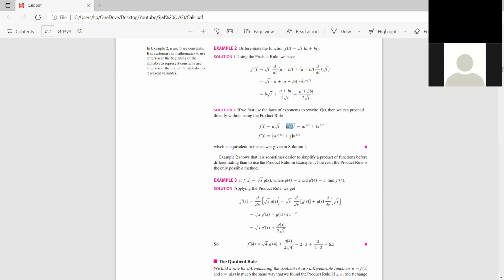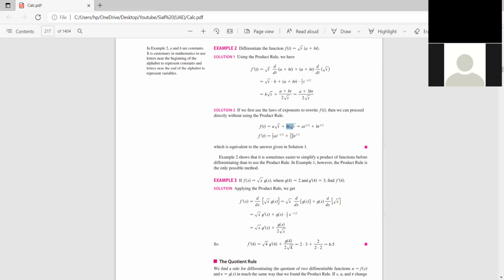Whenever the question is given to you, you just have to see which rule is easier for you to use. If a simplification is required, then you can make your function simpler and take the derivative. If you think that you can't simplify it, then whichever rule, like the product rule, is applicable, use the product rule. Your voice is a little bit far. Is it clear now? Yeah.